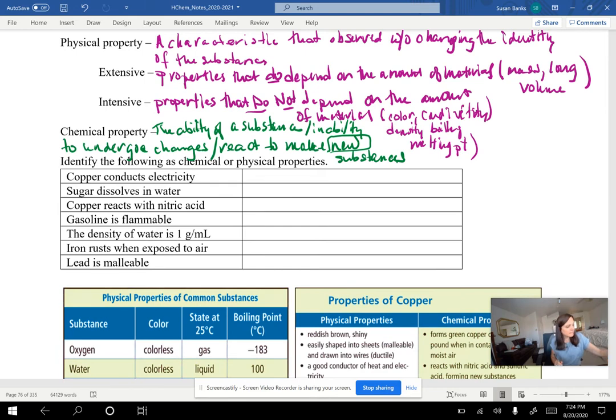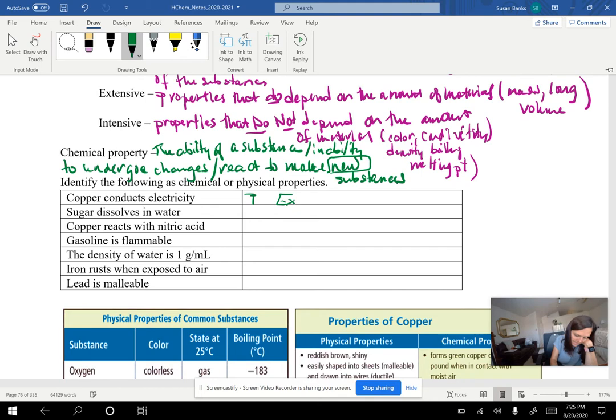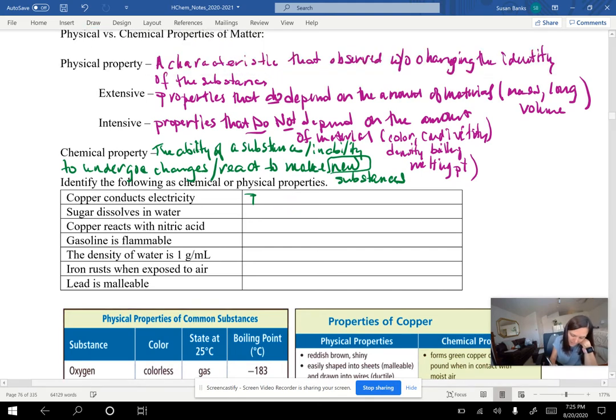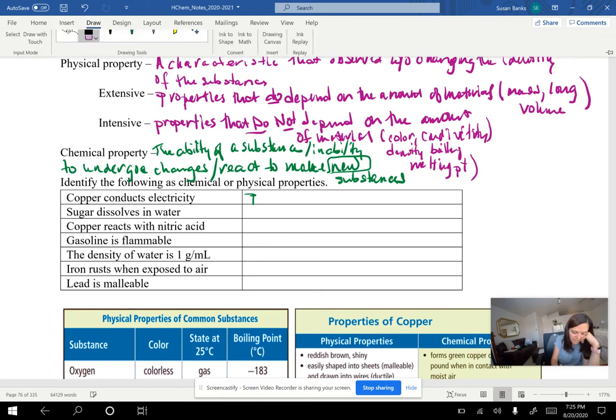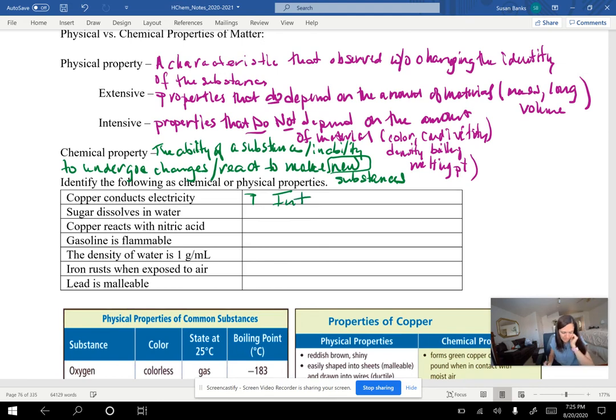Let's look at this. Copper conducts electricity. Is that a physical or a chemical property? That is a physical property because I still have copper even after I put electricity through it. And that is an intensive property. Oh my goodness, it's an intensive property, because it doesn't matter how much copper I have. It's still going to conduct electricity. So that's an intensive property.